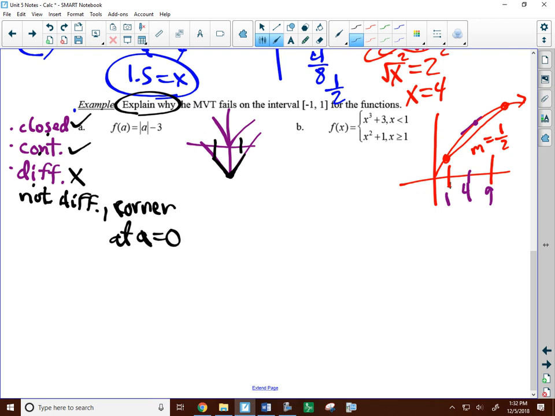Now here was a good question from earlier. Somebody said, well, what if we were on the interval 1 to 4? So is this part of the line? Yeah, it would be good. We could do MVT. Because there is no corner in that interval, but -1 to 1 does not work.